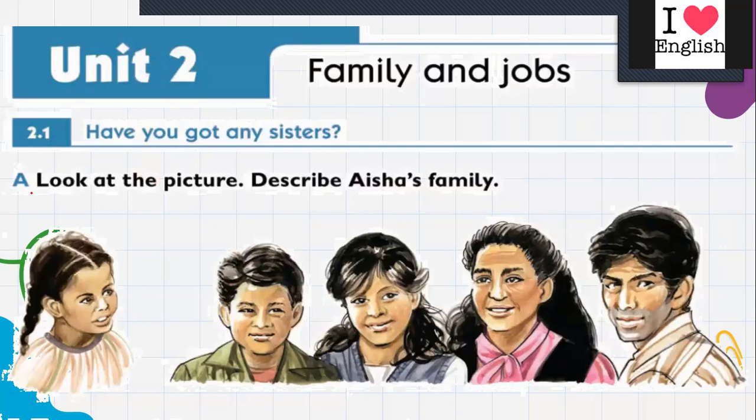A, look at the picture. Describe Aisha's family. So this is Aisha here. So this is her family. So I want you to describe it. Who can describe Aisha's family? I can. Okay, Serene, I will ask you a question. And I want you to tell me more about Aisha's family. How many people are in Aisha's family?